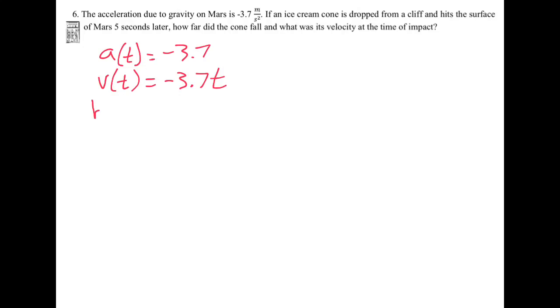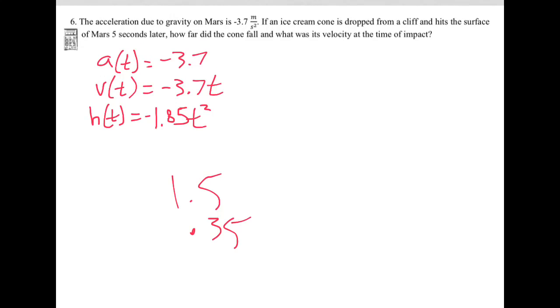Integrate that to get your height function, h of t. That will give you t squared, and then we'll have negative 3.7 divided by 2, which will give you negative 1.85 t squared plus our c value, which for a height function is our y-intercept, which is our initial height, h naught. So we have these two functions right there.